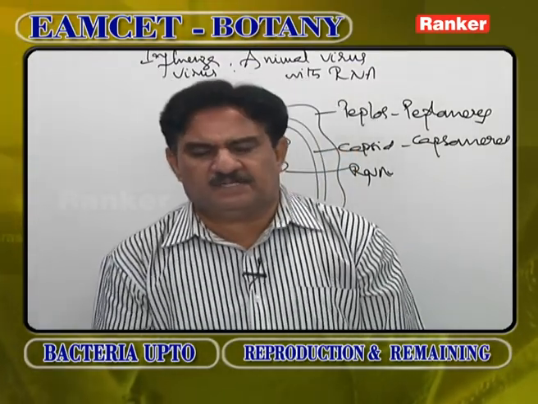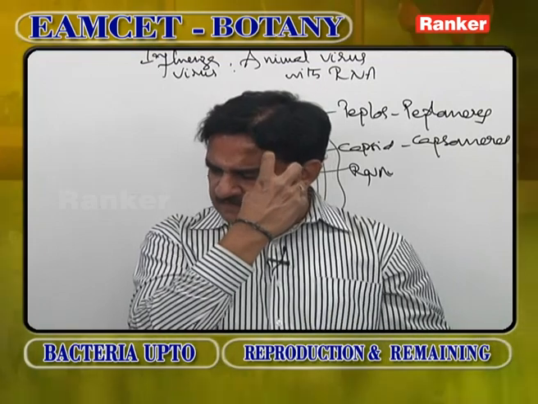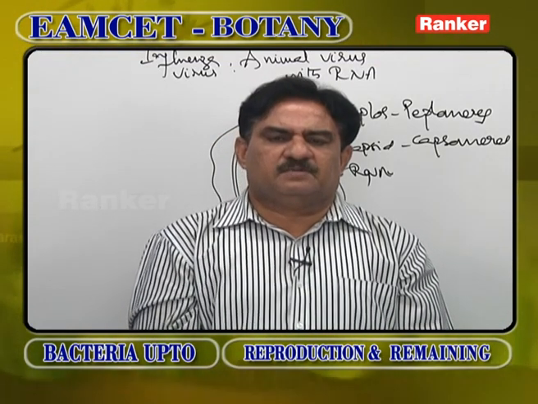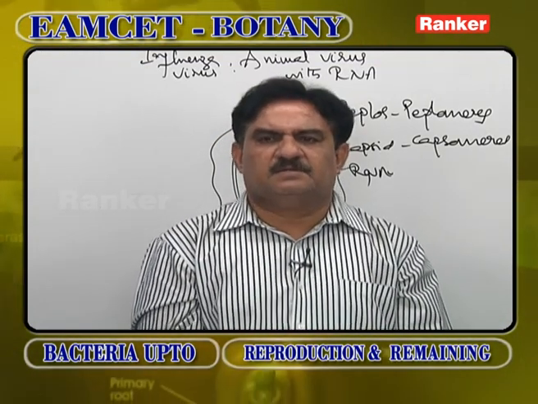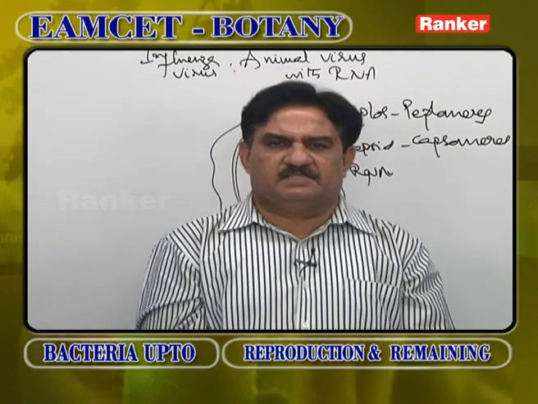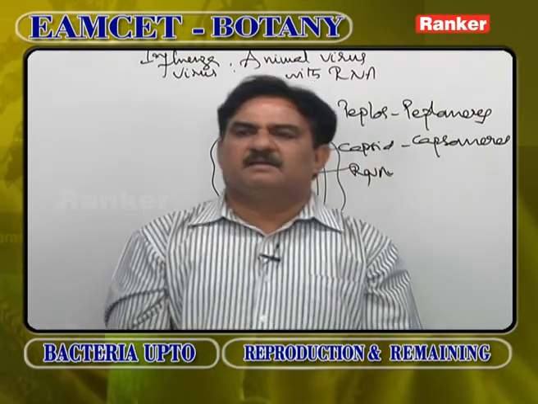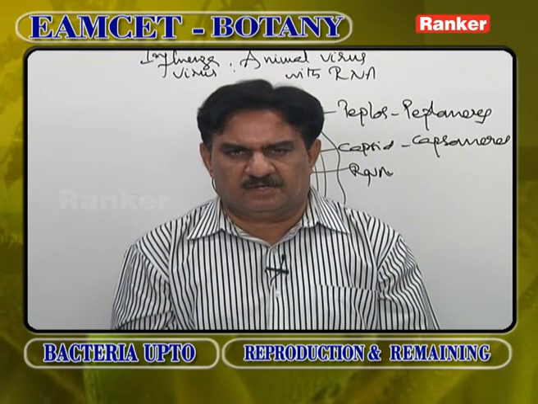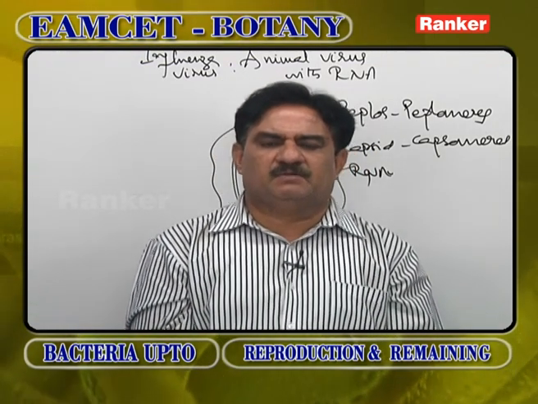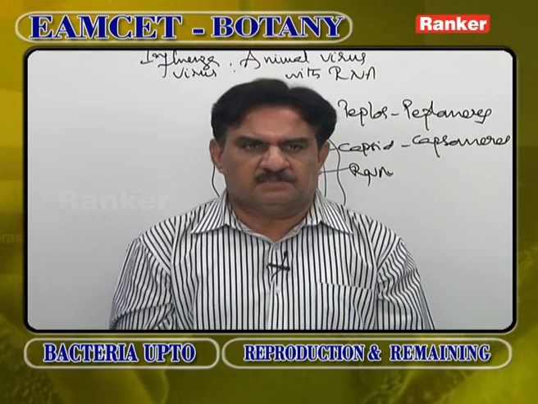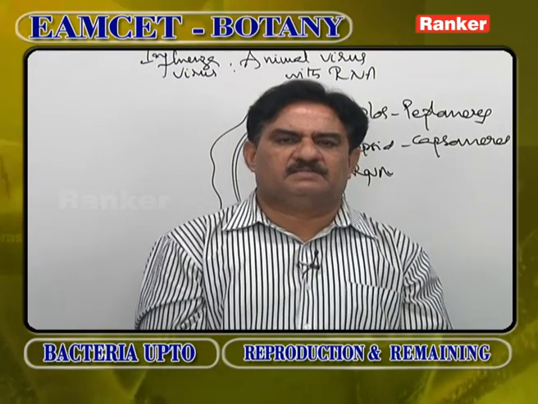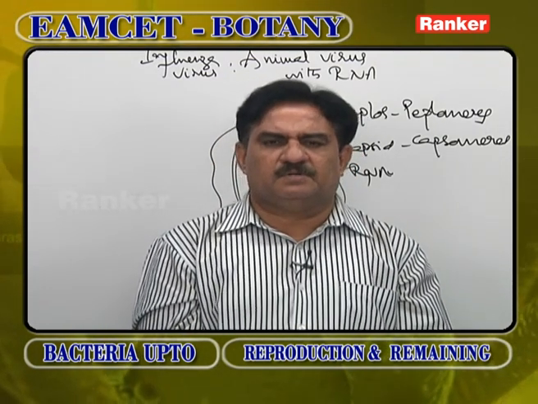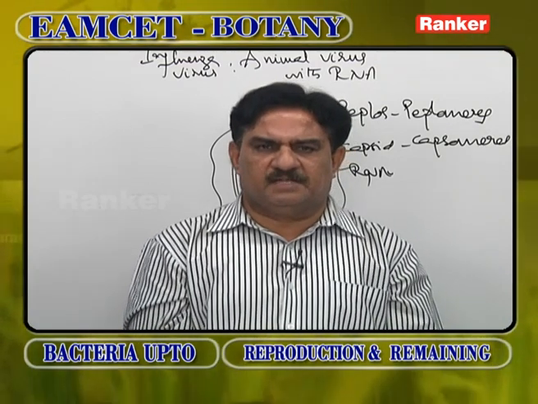In the next class we will discuss the remaining topics: structure of tobacco mosaic virus and bacteriophage, then replication of viruses, lytic cycle, lysogenic cycle, then transmission of viruses and control of viral diseases. If possible we will start plant physiology. So next class we discuss the remaining viruses and plant physiology, mostly up to transpiration.